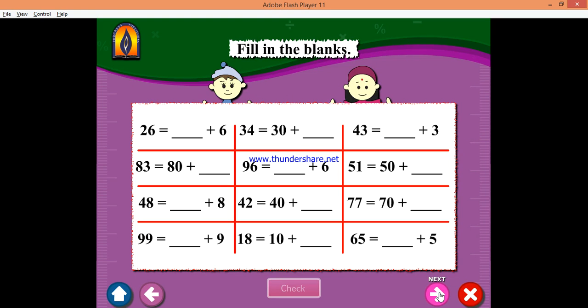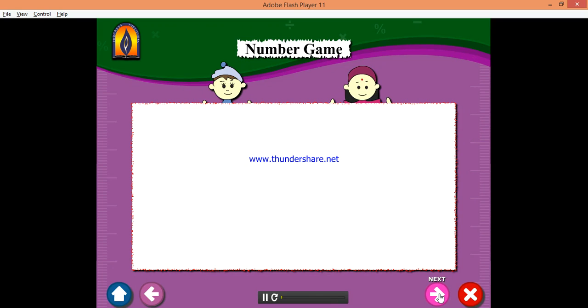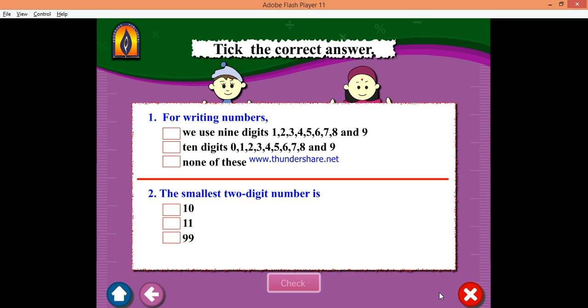Write how. Number game. Aim: to understand tens and ones. Materials required: dice, paper to make charts, and check the correct answer.